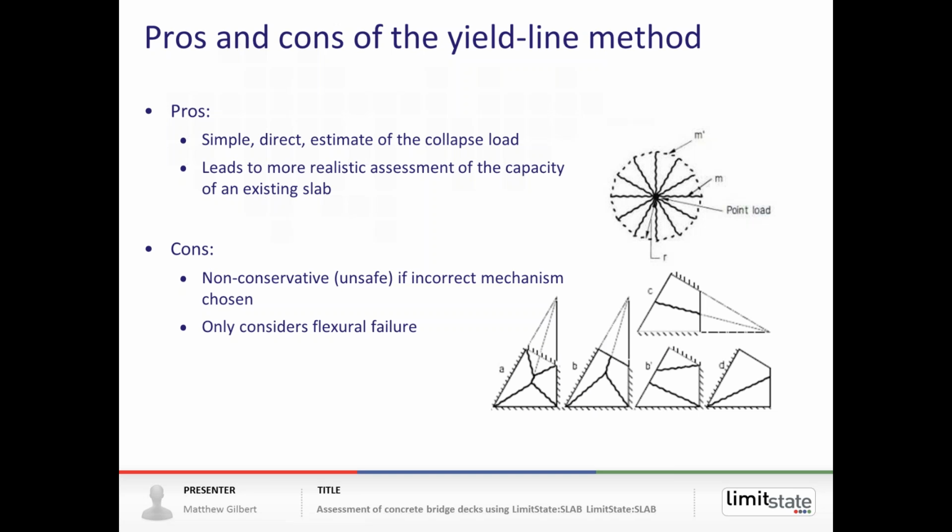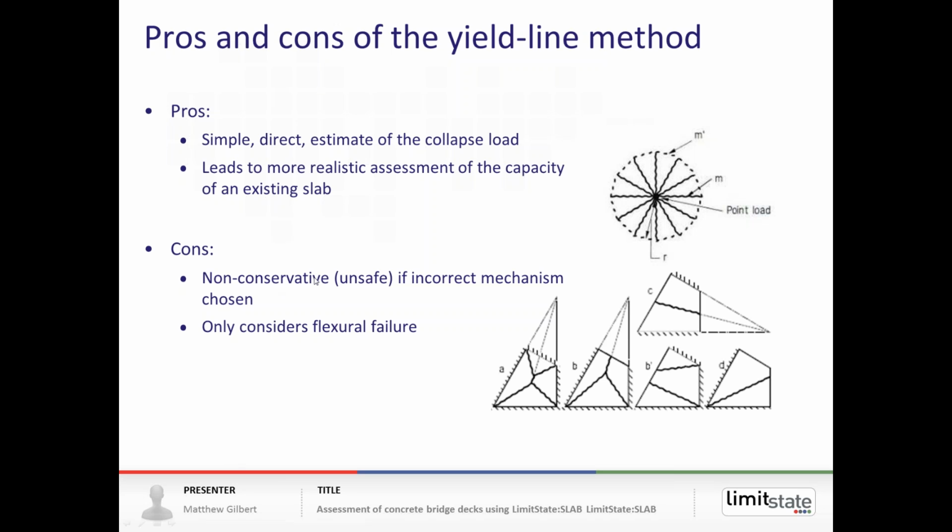Once you've got a reasonable representation of the true collapse mechanism, you find that you'll get a good estimate of the likely load carrying capacity of the slab, generally much less conservative than elastic methods.